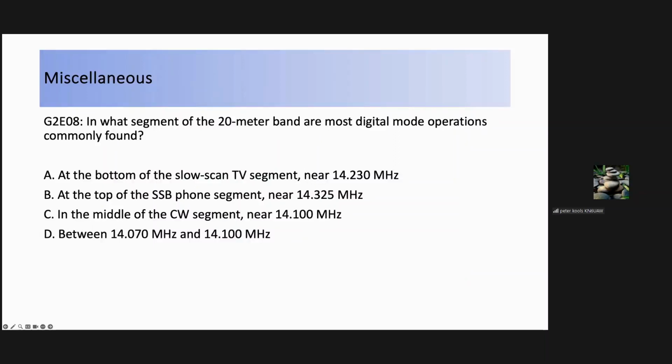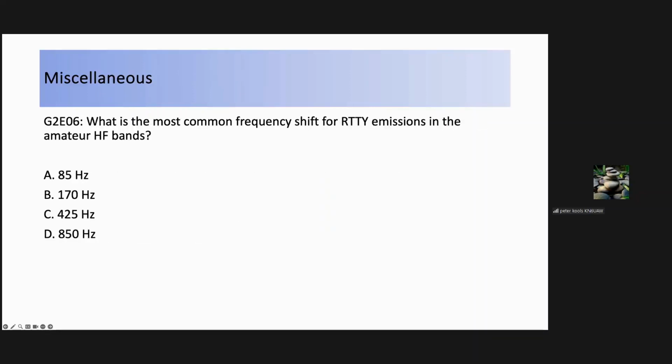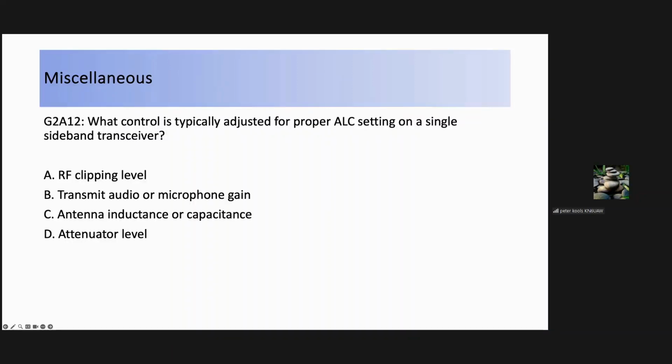So the questions: in what segment of the 20 meter band are most digital mode operations commonly found? I just answered that for you. 14.070 to 14.100. What is the most common frequency shift for RTTY emissions in the amateur HF bands? It's 170 hertz. What control is typically adjusted for proper ALC setting on a single sideband transceiver? It would be the transmit audio or microphone gain.